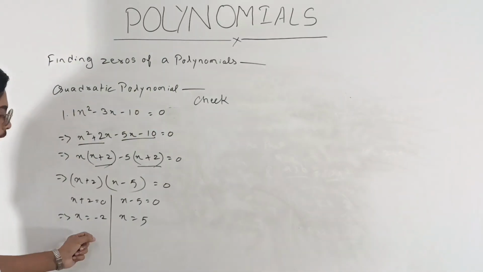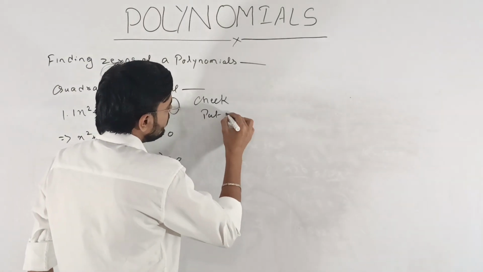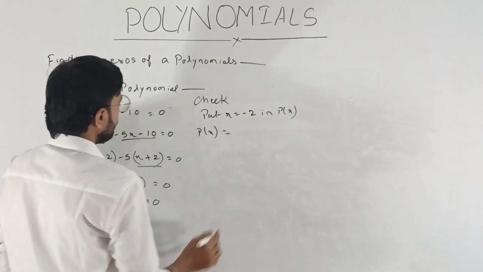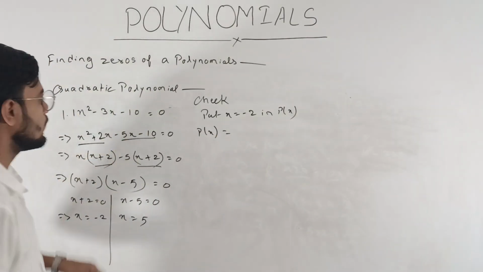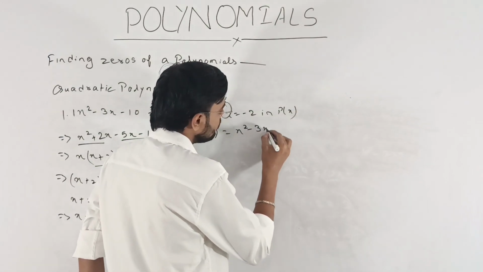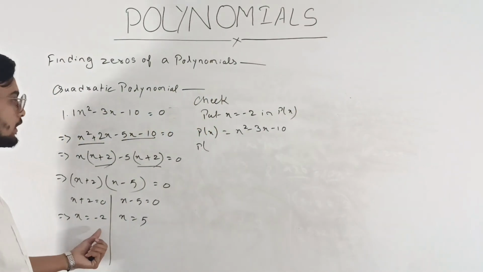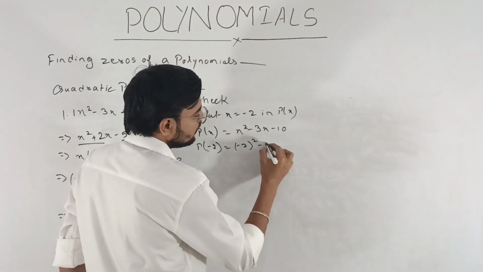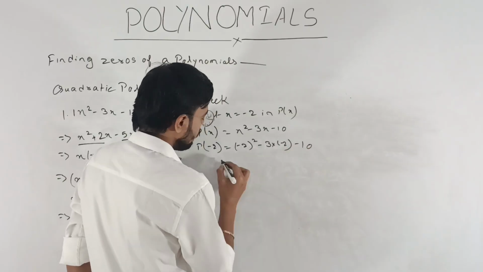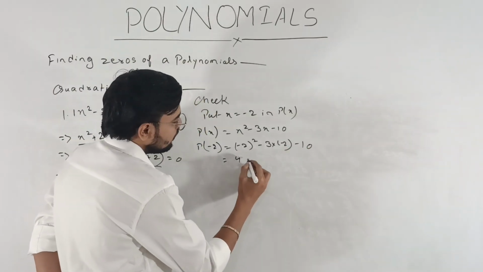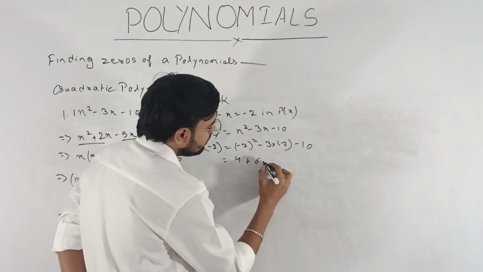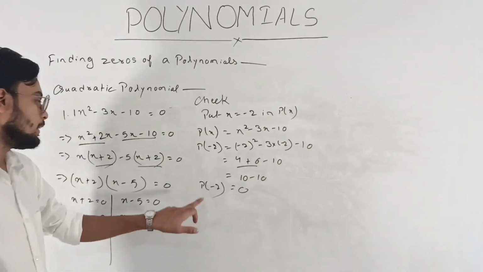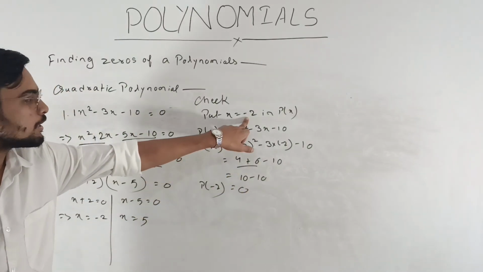Now check it. First we check for minus 2, then put x equal to minus 2 in polynomial p(x). Now what is p(x)? p(x) is x square minus 3x minus 10. In place of x we put first minus 2. So minus 2 square minus 3 into minus 2 minus 10. Now calculate. Minus 2 square is 4. Minus minus plus, 3 times 2 is 6, minus 10. Now 4 plus 6, 10 minus 10 is equal to 0. Yes. When we put x equal to minus 2, then this polynomial becomes 0. Therefore minus 2 is a zero.